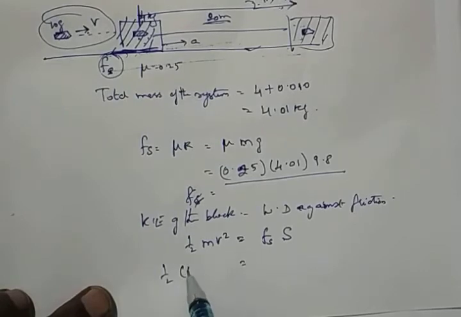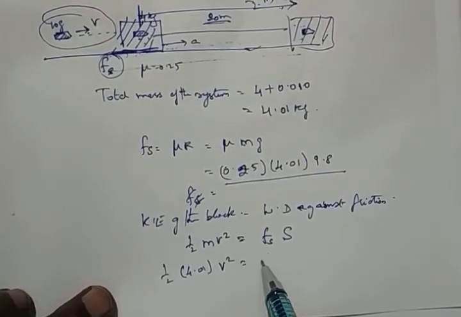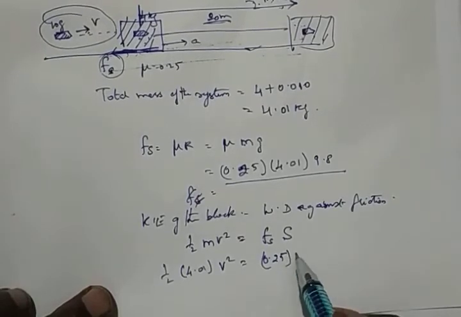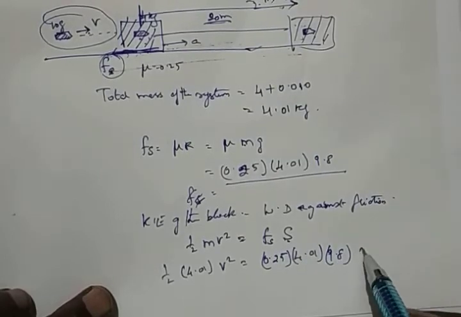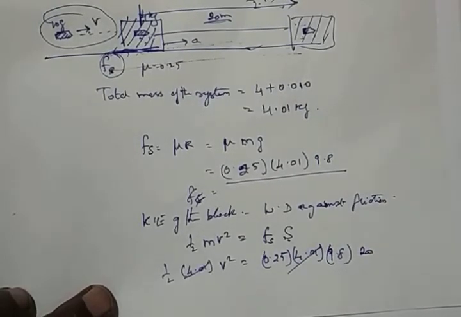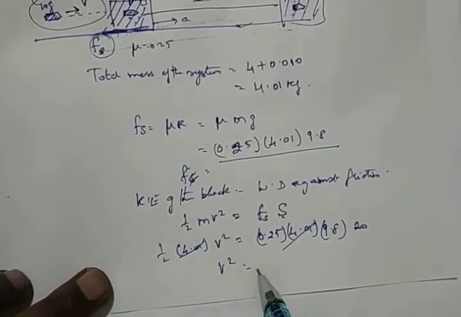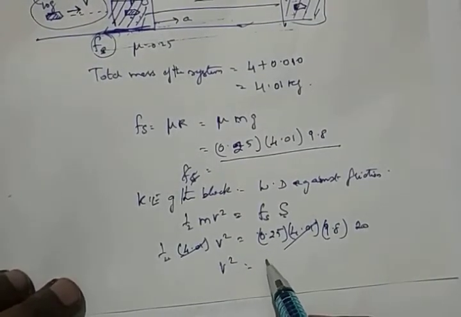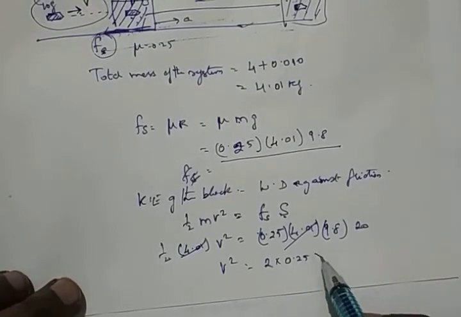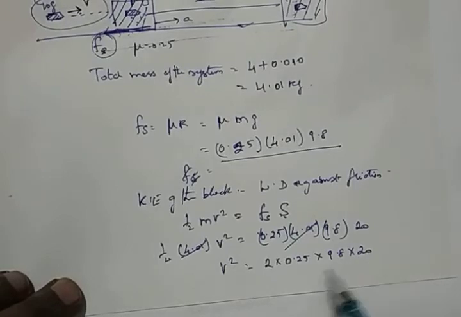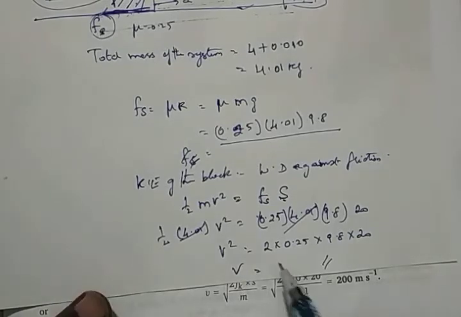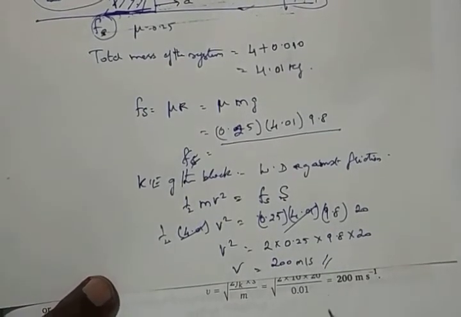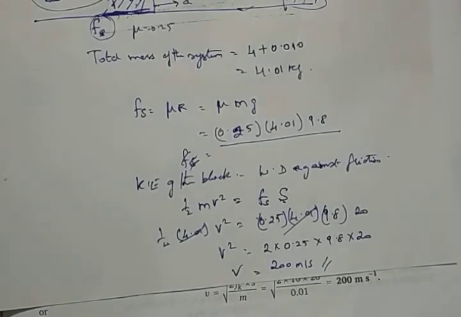Half into 4.01 into V square is equal to 0.25 into 4.01 into 9.8 into the distance, which is 20 meters. This will get cancelled out. Now only V square is there. V square is going to be equal to 2 into 0.25 into 9.8 into 20. You need to finally find the value of V. Do the calculation and it will become 200 meter per second. That is the velocity with which it will come. So with this, the question gets completed.